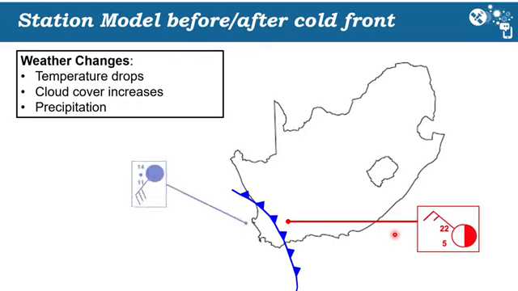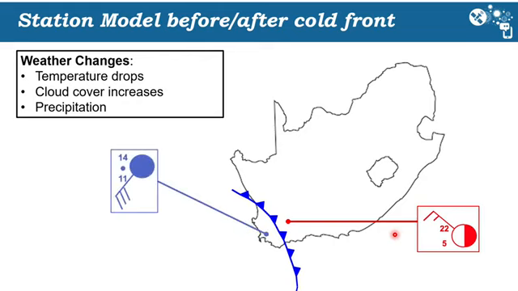Okay? And behind the cold front, we will see the temperature has dropped. The dew point temperature has increased. The difference between the two is small. We see that there's lots of clouds in the sky now, and the wind has backed. The wind has changed direction. It is coming now from the southwest.